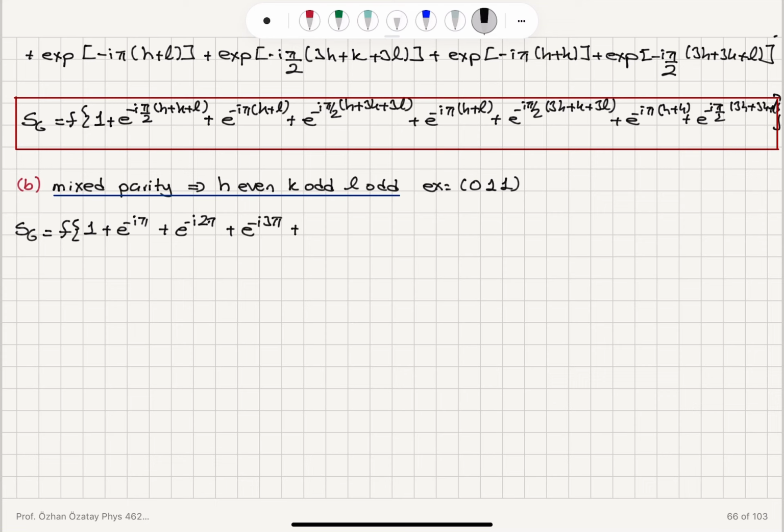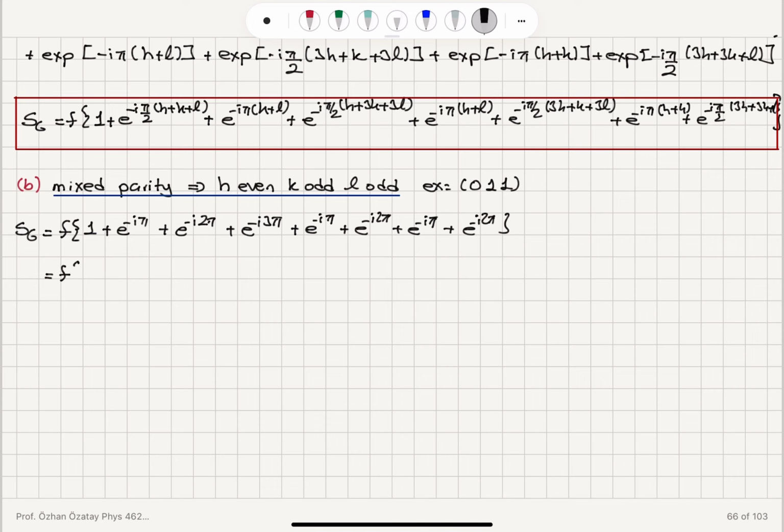So if we continue like this, the next term is e to the minus i pi, e to the minus i 2 pi, e to the minus i pi, and e to the minus i 2 pi. Okay. So, for example, if you think about the last term here, H is 0, K is 1, L is 1, so that gives us 3 plus 1, 4 over 2, e to the minus i 2 pi. So what are these terms?